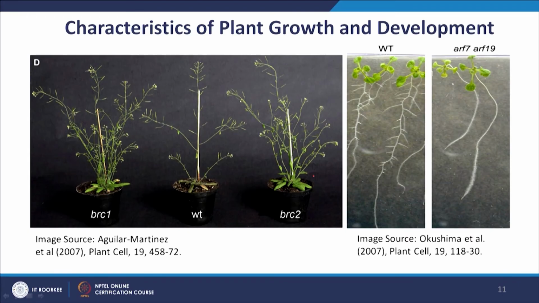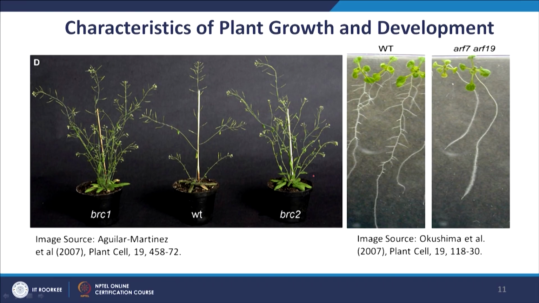Here are some mutants for this. If you look at these two mutants, this is the wild type plant, which has a certain amount of branches, but if you look at both the mutants, they have a high amount of branches. The shoot branching is increased. So, this is a kind of loss of apical dominance phenotype.